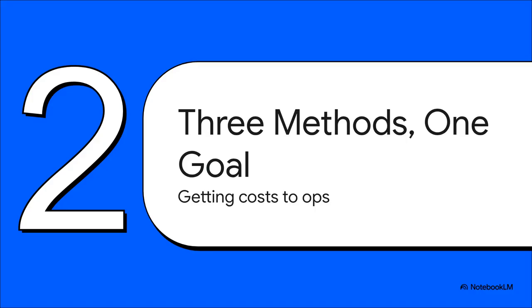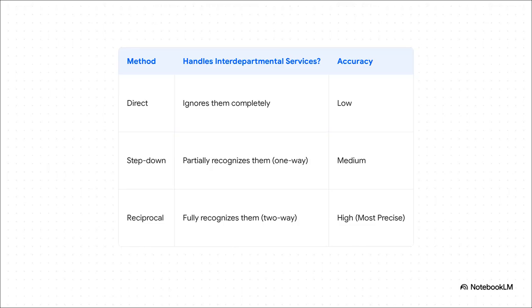Okay, so when it comes to this puzzle, accountants basically have 3 tools in their toolkit. The goal for all of them is the same: get those support department costs moved over to the operating departments, the ones actually making the product or service. But spoiler alert, these tools are definitely not all created equal. Let's do a quick comparison.